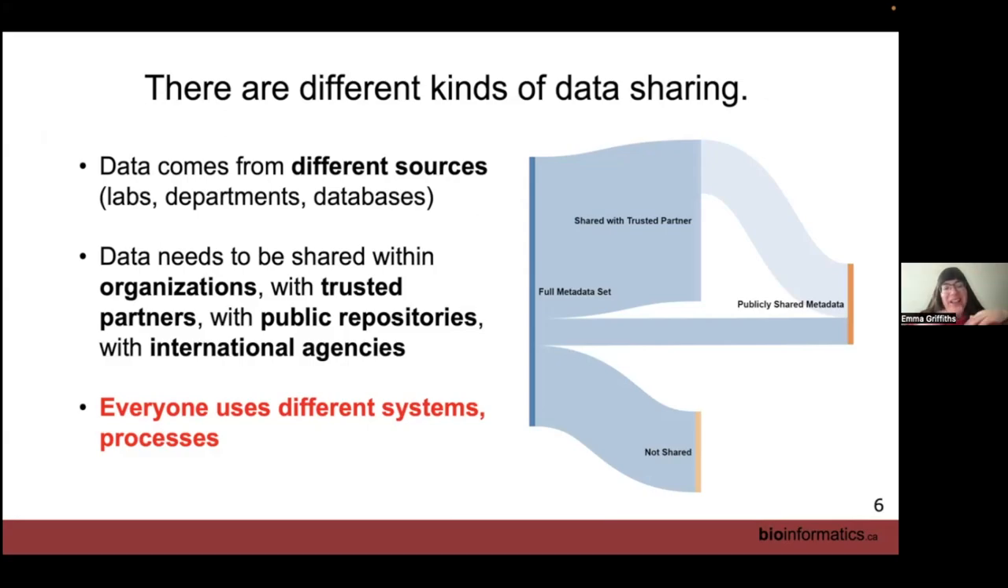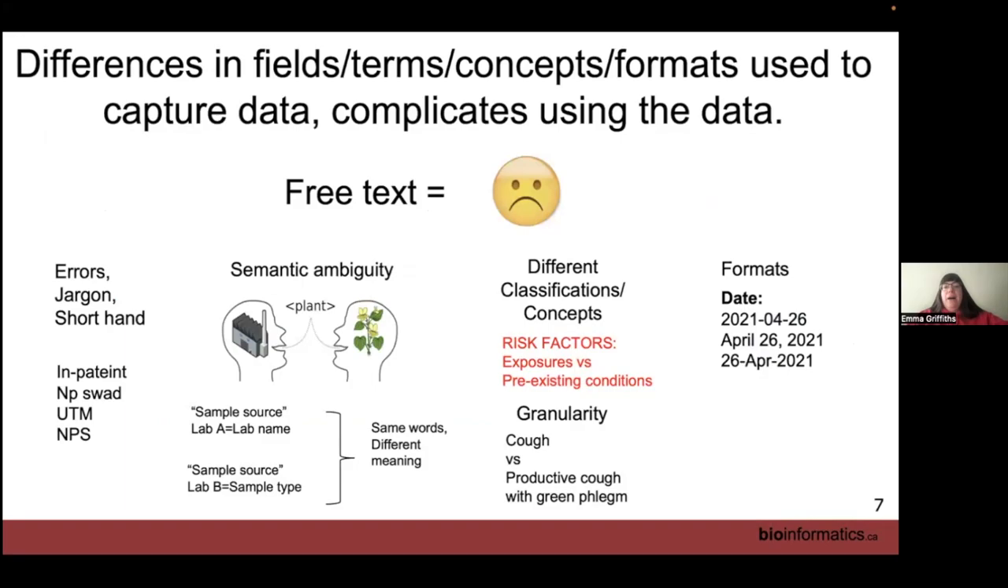And that can be with trusted partners, or it can be with public repositories or international agencies. But critically, everyone collects different kinds of information because they have different priorities, they use different systems, they use different processes, and this creates a lot of data heterogeneity or variability in the data. And the variability really comes from people using different fields, different terms, different concepts, different formats to capture and store the data.